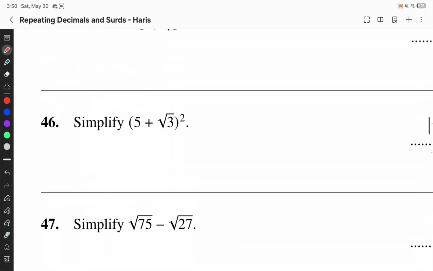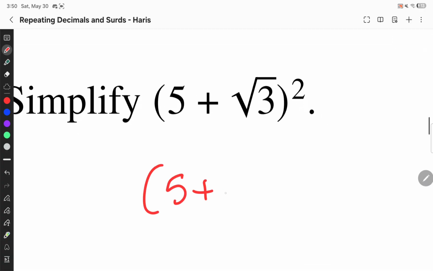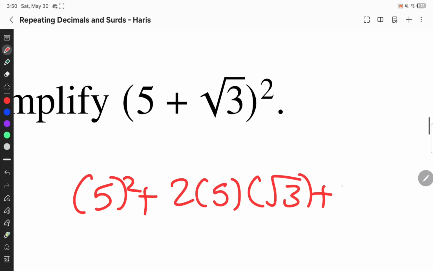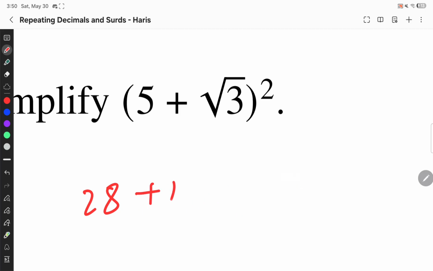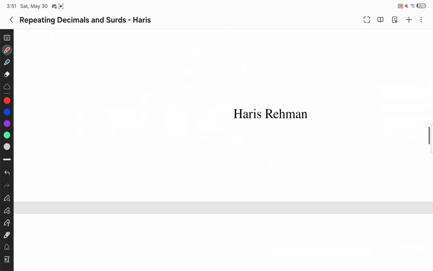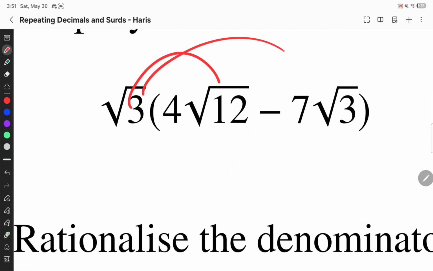Here this is also something we can do. This is the same as 5 plus root 3 squared, which is 5 squared plus 2 times 5 times root 3 plus root 3 squared. This becomes 25, this becomes 3, this becomes 8. 2 times 5 is 10, this is 10 root 3. I hope you guys understand how you can do this very easily by yourself. You can also use the distributive property instead.